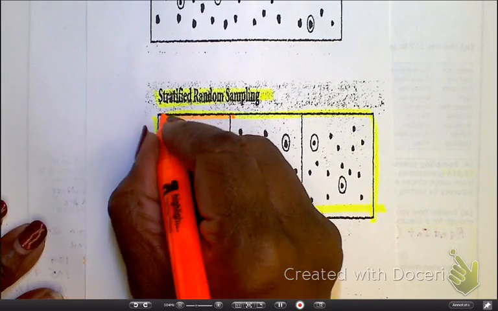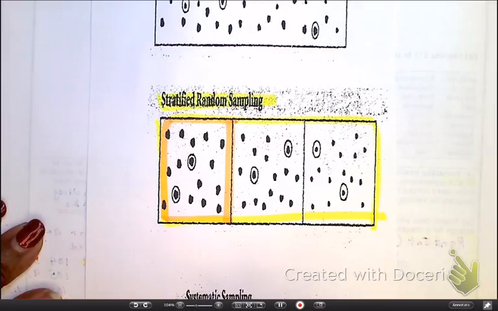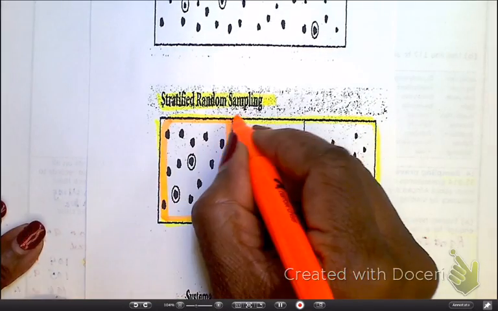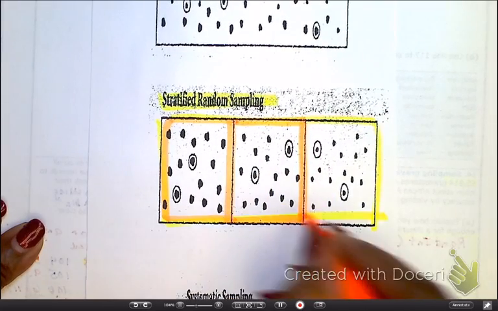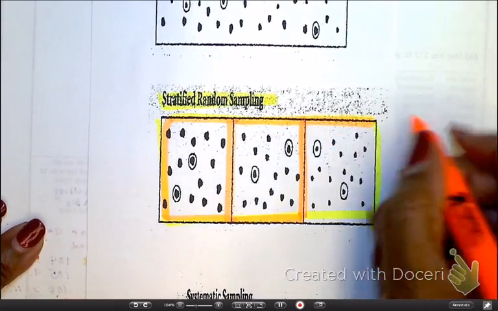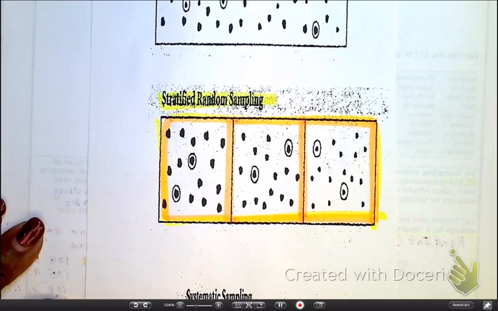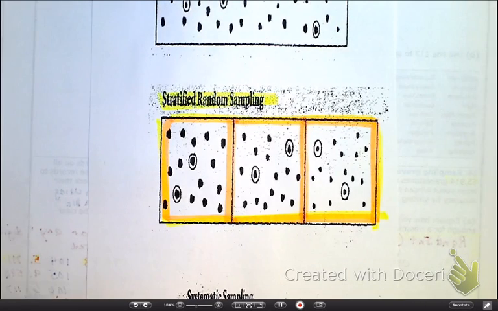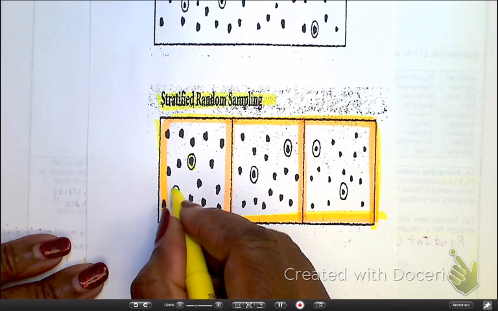There's commonality. Let's just say it's commonality of food. So we have American food, we have Mexican food, and then we have Italian food. So that would be our three strata. And then within those strata, I'm going to randomly select certain foods.